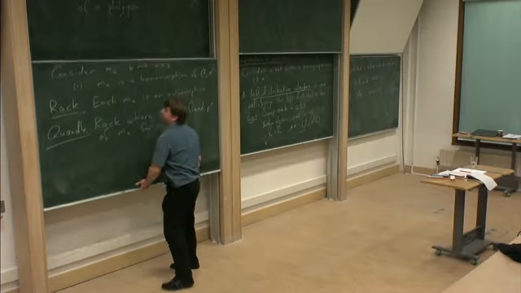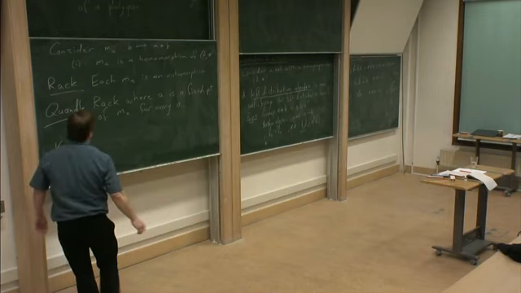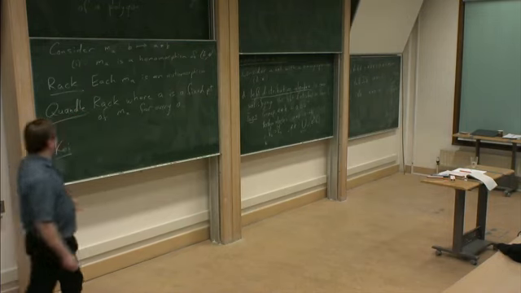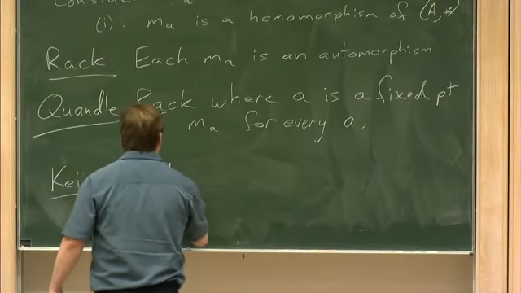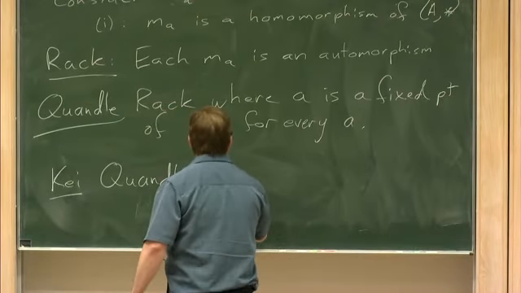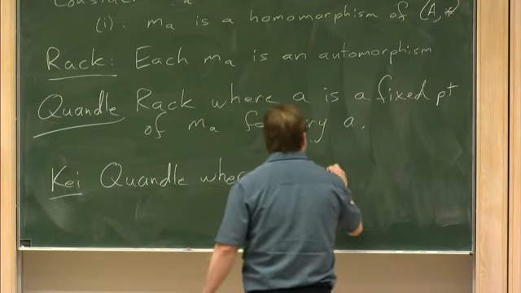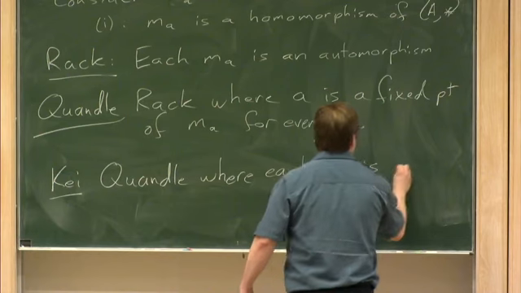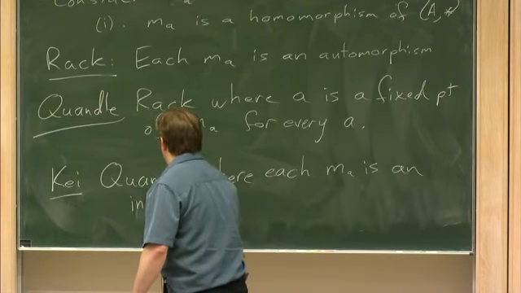Okay. And that's a kei, or also called an involutory quandle. And that's a quandle where each M_A is an involution. Does that word mean anything?